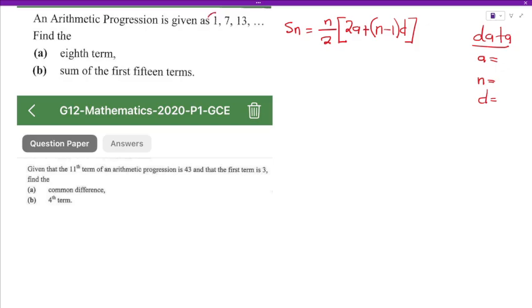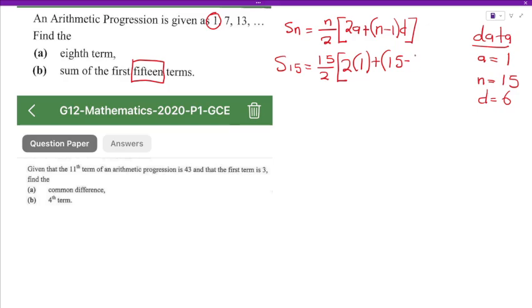A, first term. What is the first term here? 1. What is n? What are they asking you to find? Sum of the first what? 15. So n is 15. Common difference, we found 6. We solve. So I'm going to say S15 is equal to 15 over 2, open bracket 2, what is your a? It is 1 plus open bracket n is what? 15 minus 1 close bracket. The d is a positive, so it is strong enough to stay in the open. No need to put brackets.